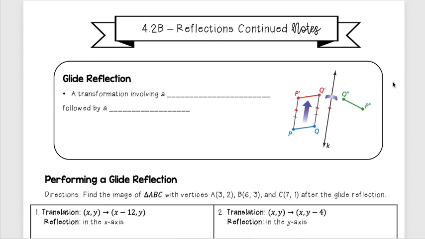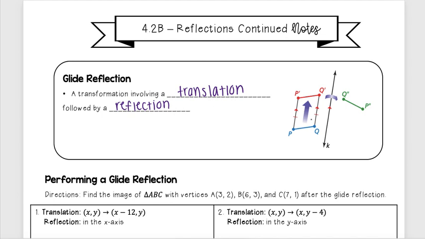So today we are going to be continuing with learning about reflections. And for this first video, we're going to be talking about a glide reflection. So that's going to be a composition of transformations. And so a glide reflection is a transformation involving a translation. So that's what we learned about on Monday, followed by a reflection.